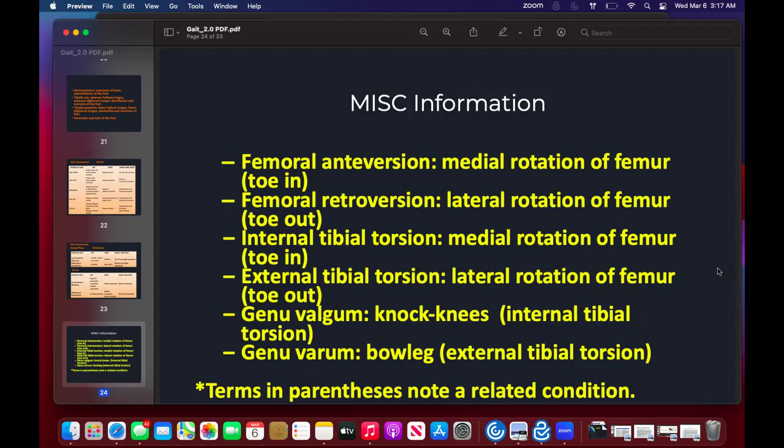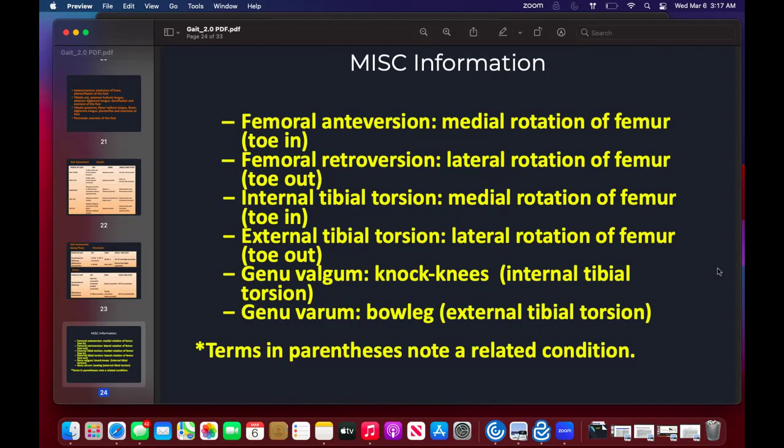So some miscellaneous information that can be helpful that you may see within the context of NPTE questions, right? And so knowing that essentially these words, when grouped together, have the same meaning. So femoral anteversion is essentially medial rotation of the femur. You can also see toe in. Okay, femoral retroversion is lateral rotation of the femur, and this can also be associated with toe out. Internal tibial torsion, it's going to be medial rotation of the tibia, as well as external tibial torsion should say lateral rotation of the tibia.